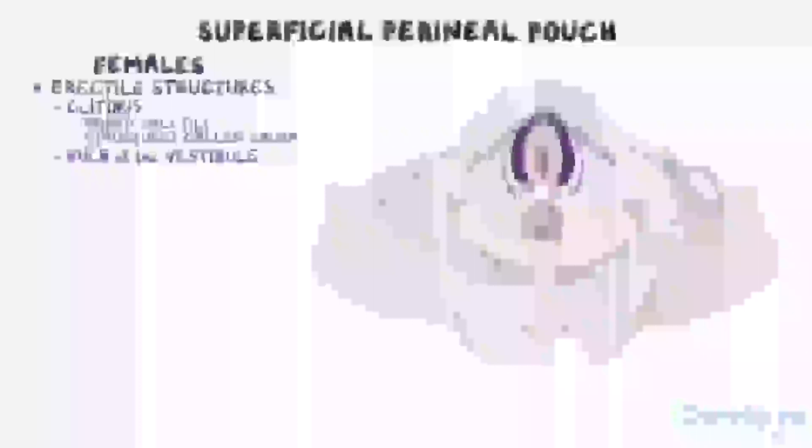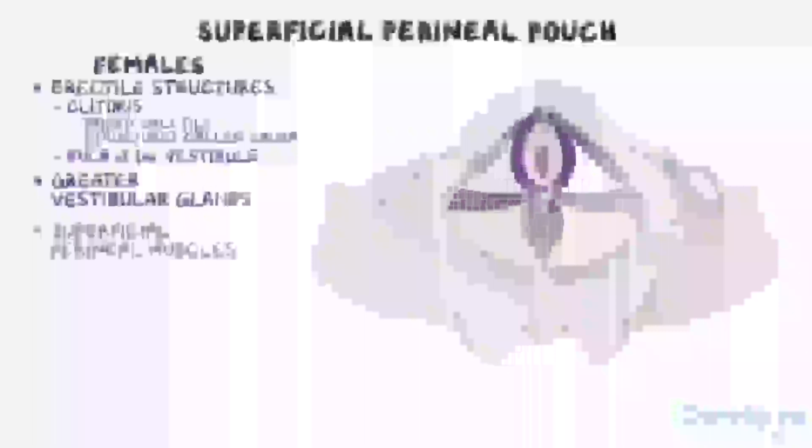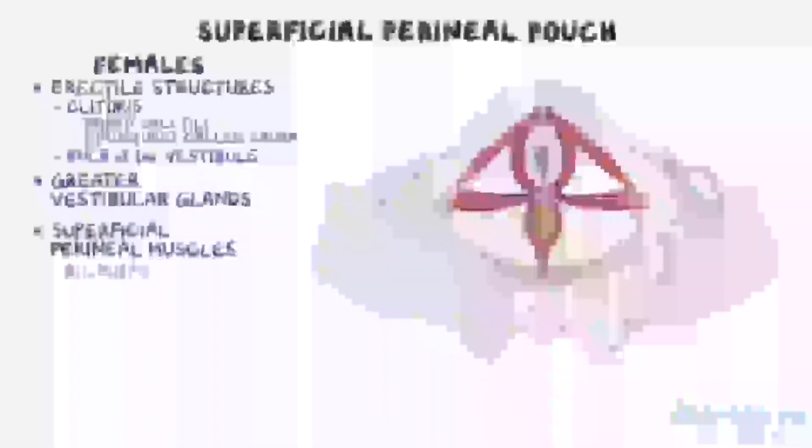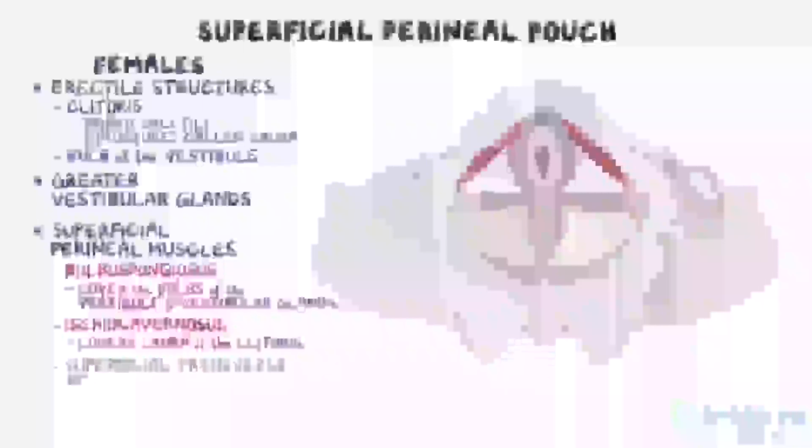Also in the superficial perineal pouch, there are the greater vestibular glands, which are two pea-sized glands that lie posterolateral to the vaginal orifice. Next are the superficial perineal muscles, which are analogous to those in the male perineum. The bulbospongiosus muscles cover the bulbs of the vestibule and vestibular glands. Then ischiocavernosus muscles cover the crura of the clitoris, and finally the superficial transverse perineal muscles.